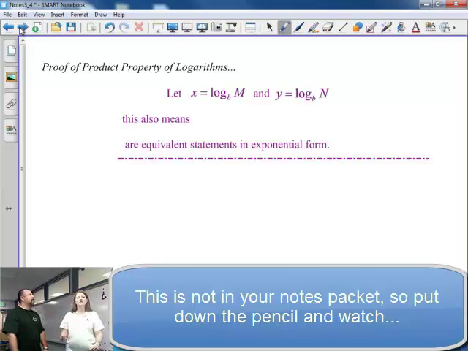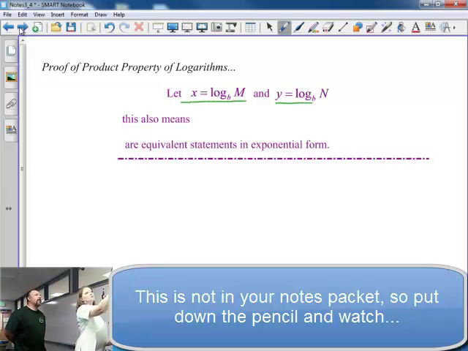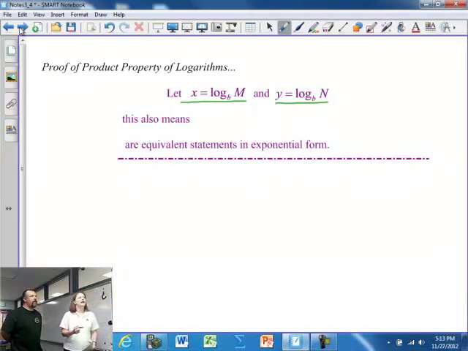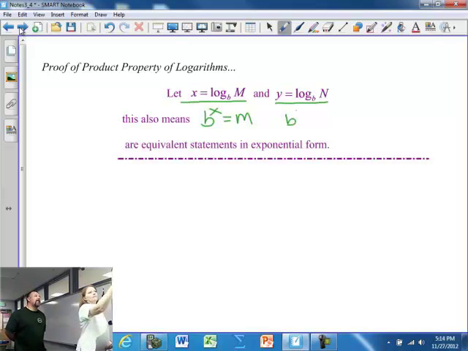That's totally different. Okay, so let's start off with the premise, or the assumption, if you will, that x equals log base b of m, and y equals log base b of n. If that is true, and we know that this is in logarithmic form, what else do we know is true in exponential form? We know that b to the x power is equal to m. And we know b to the y power is equal to n. And the reason we're doing this will become crystal clear in just a short moment.